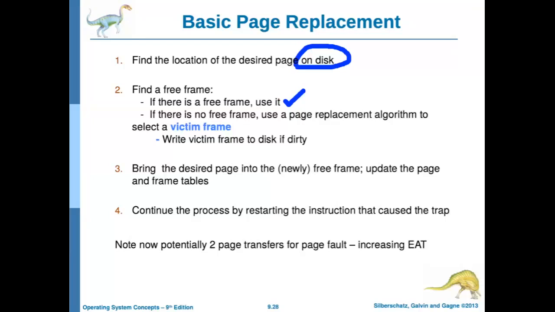Okay. With the frame's modify bit set, there are potentially 2 page transfers required for a page fault, and that will increase the effective access time. So the same thing is depicted here in the diagram.